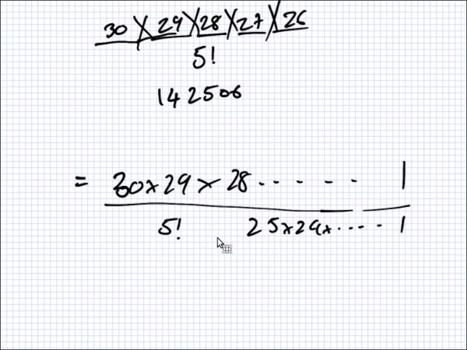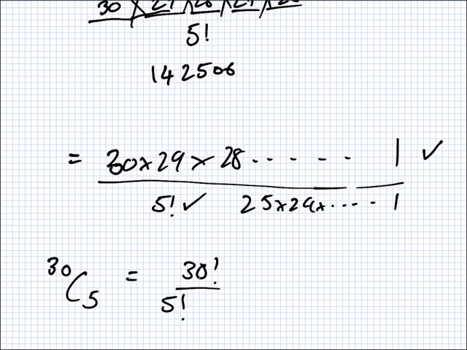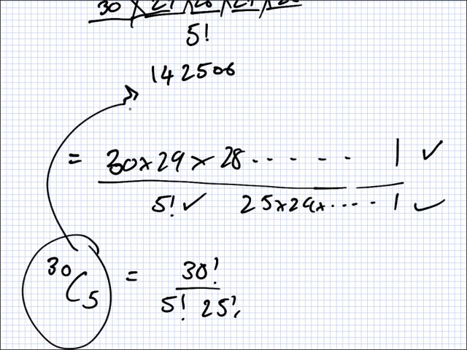Now, I'm trying to make this equal to something that you've seen before. Do you remember you had this in semester 1, 30C5? On the top you have 30 factorial. That's what we have here, isn't it? And then 5 factorial. That's what we have here. And then 30 minus 5, 25 factorial, which is what we have here. In other words, if you type in 30C5, you should get the same answer. And that's the quickest way to do it.